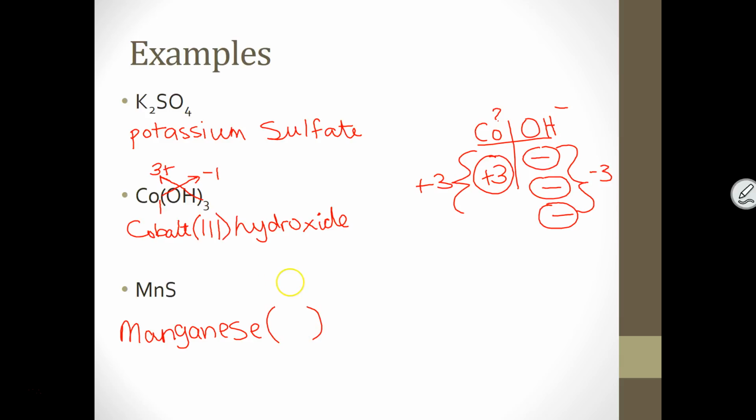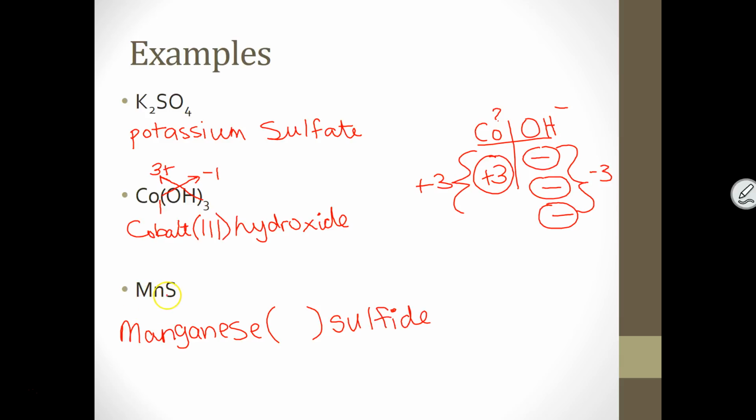Now, we do not have a polyatomic ion. We just have a regular anion element here, sulfur. So that's just going to turn to sulfide. Remember, most of the time, the ide ending is reserved for just regular elements. Okay. And so now we need to figure out what the charge is for manganese.